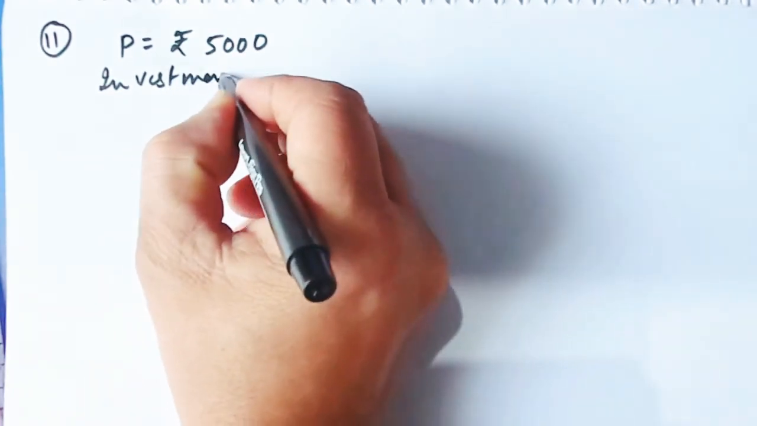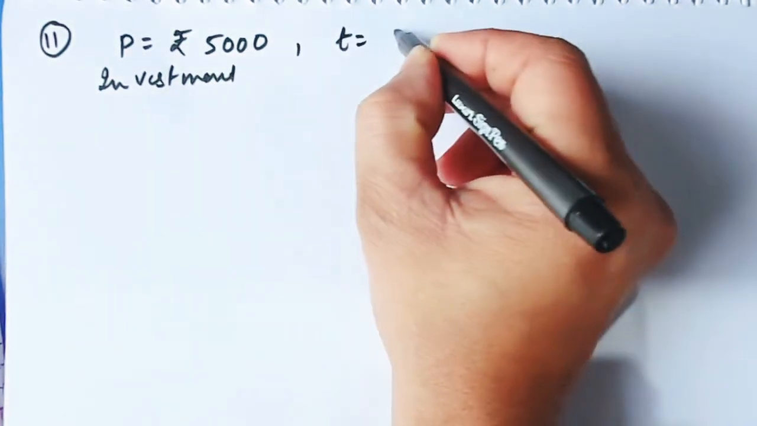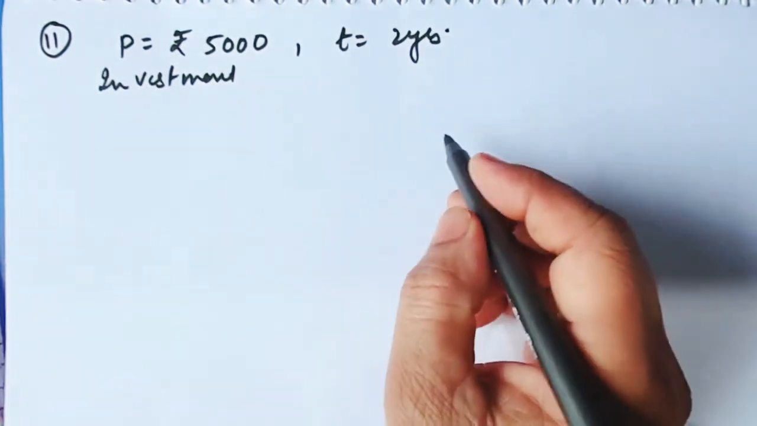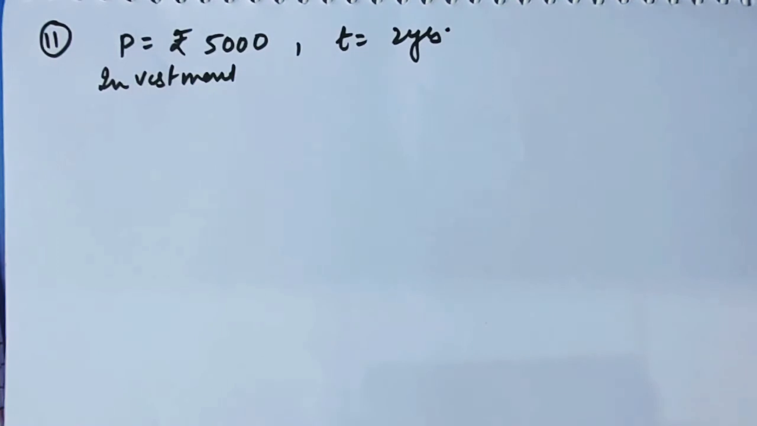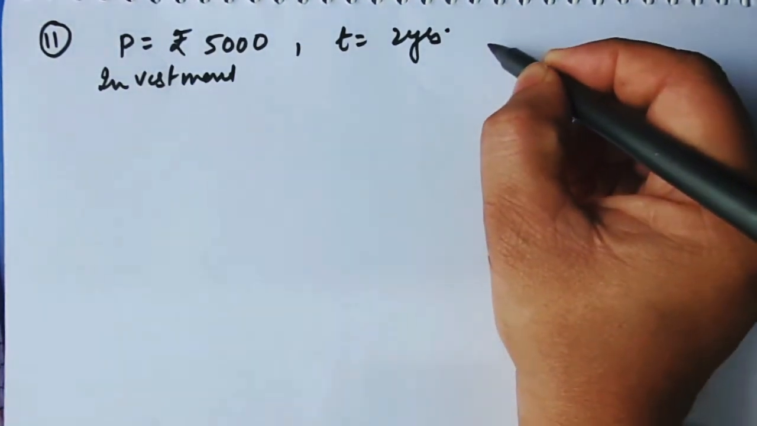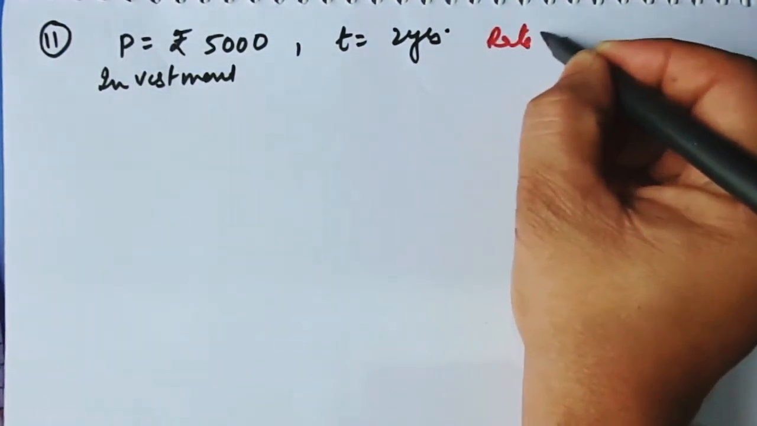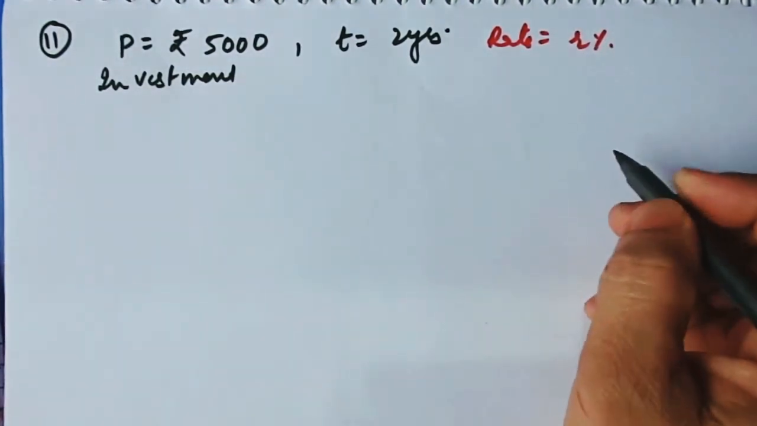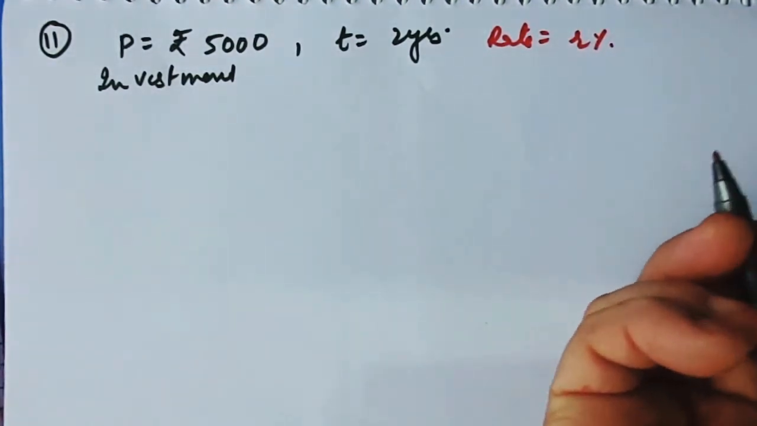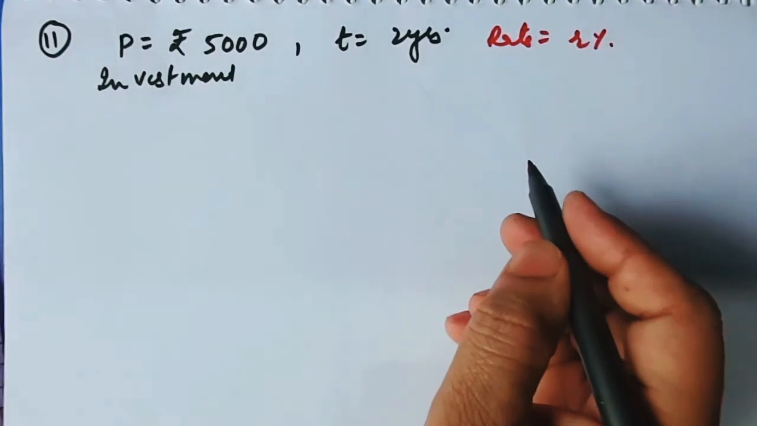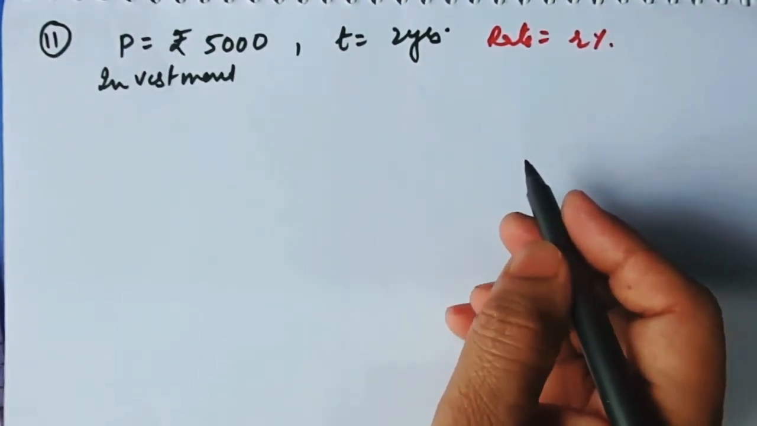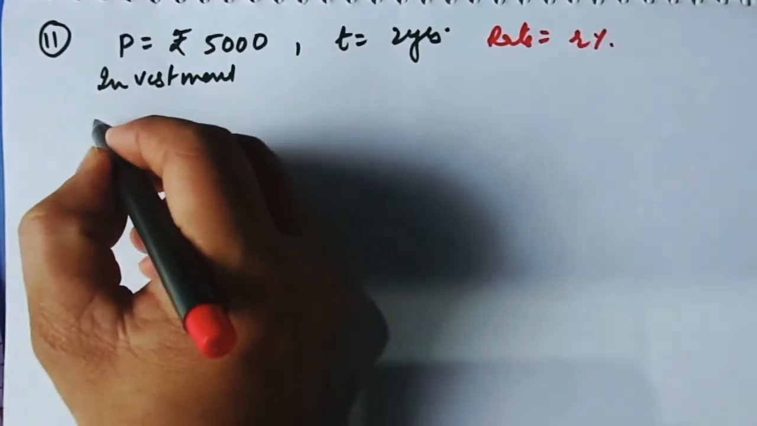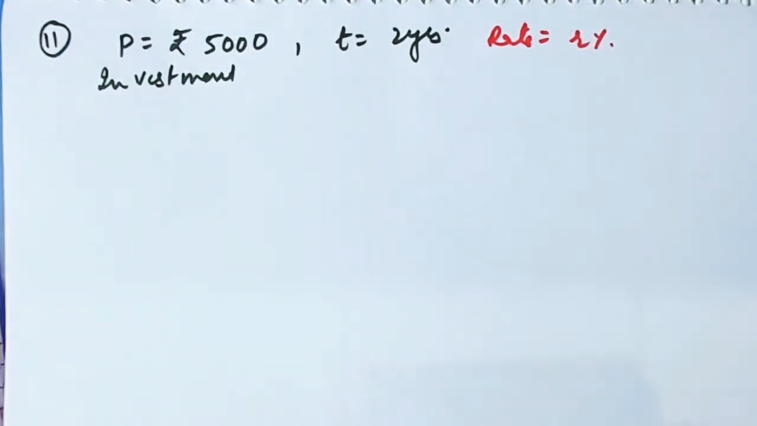So let me write: investment, and time is equal to 2 years. At a certain rate of compound interest annually. This means they have hidden the rate. Your rate is equal to R%, which you do not know. So what you do not know, find it out. Simple. At the end of 1 year, the sum amounts to rupees 5600.